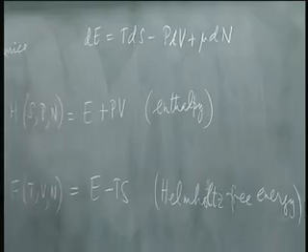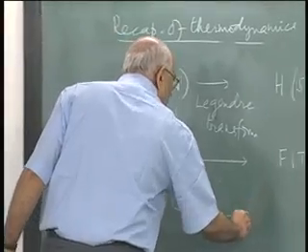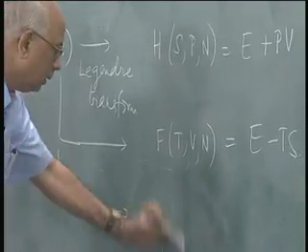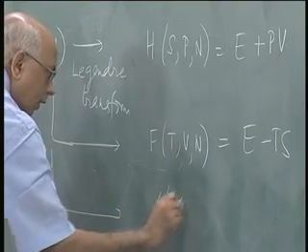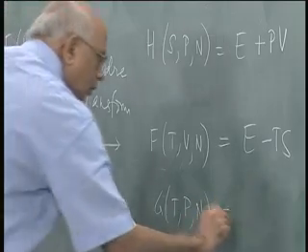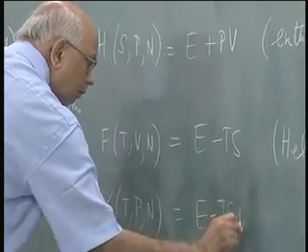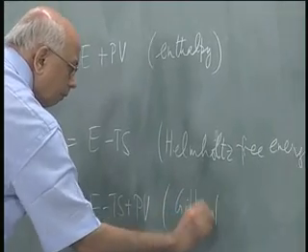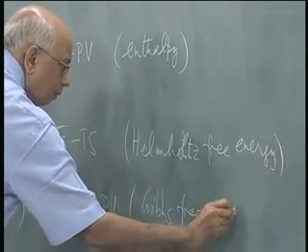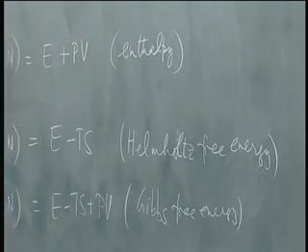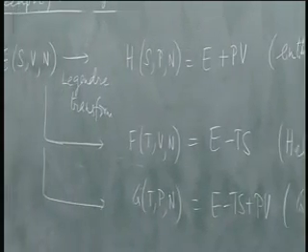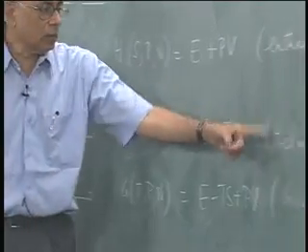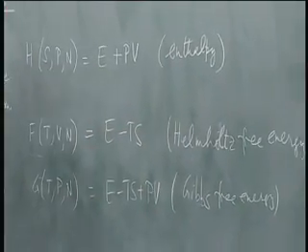Okay. Well, you could make another Legendre transform and go to G of T, P and N, which would be equal to E minus TS plus PV, and this of course is the Gibbs free energy. These are the four standard thermodynamic potentials: the internal energy, the enthalpy, the Helmholtz free energy and the Gibbs free energy. But you could make other transformations.